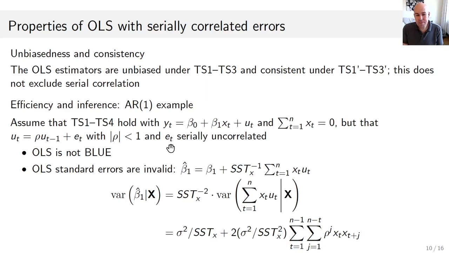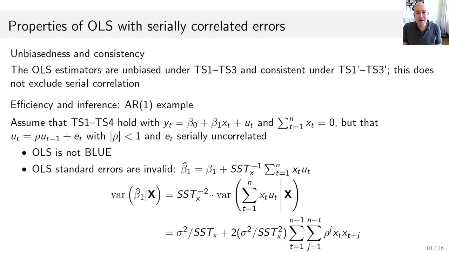What are the consequences? Well, first consequence, OLS is not going to be the best linear unbiased estimator anymore. And here you can argue very mechanically. You can basically say that the proof of the BLUE property does involve assumption number 5. So if assumption number 5 does not hold, so when I have serial correlation, and rho is not equal to 0, then the BLUE property does not hold anymore. Furthermore, the OLS standard errors are going to be invalid.